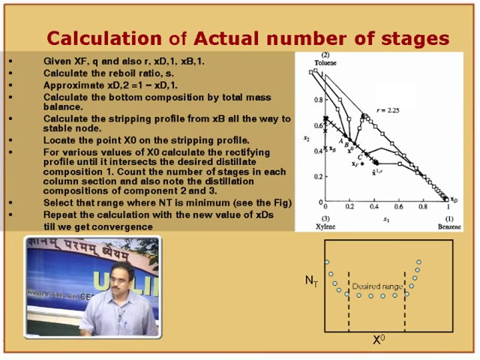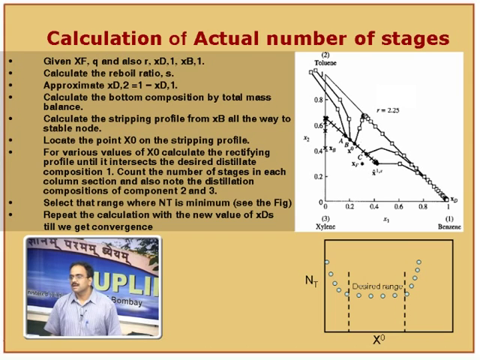This is called convergence. Normally it is observed that within 2-3 iterations there is no change, because xd3 is a very small value and does not have much impact on the material balance. So we do not have to really worry about it. This procedure works well to calculate the actual number of stages. Once you have the minimum reflux ratio, you get the operating reflux ratio and calculate the actual number of stages with this method. This is applicable even to multi-component systems. You can write this program for 4 component or 5 component systems, and it will work well.